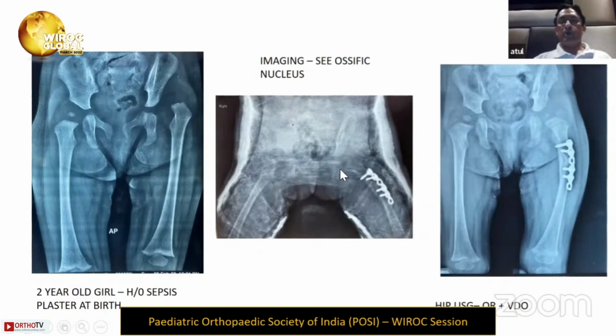The only challenge here is when you open the socket, you find that the socket is full of scar tissue. How much do you debride? How much do you remove? Again, it remains challenging because you can actually damage the native cartilage. And this was the child at follow-up. The osteoid nucleus has just appeared. It still appears very small, and this child needs further follow-up in future.